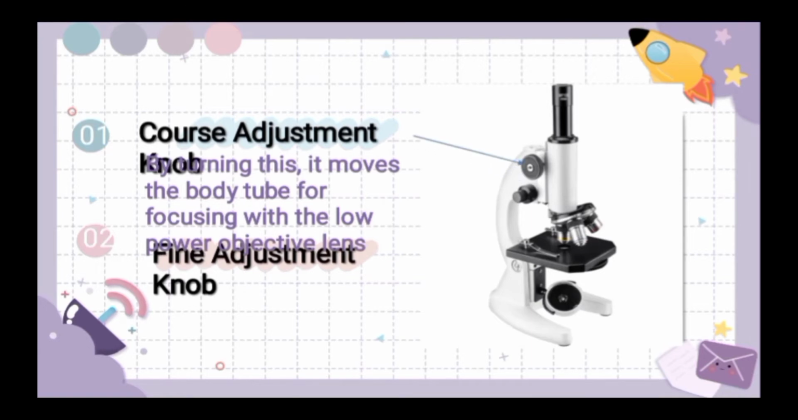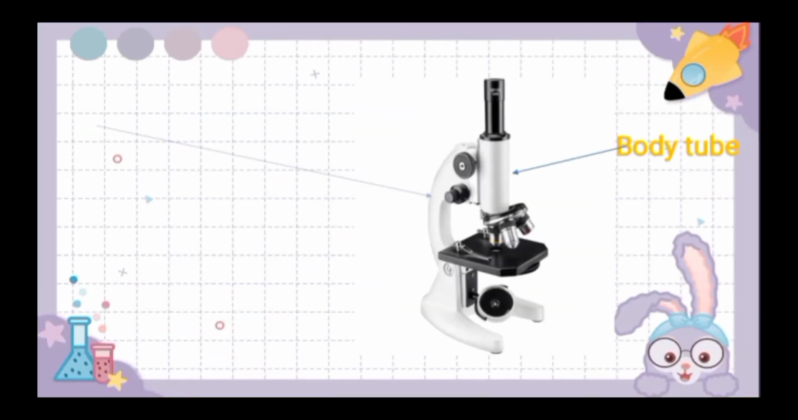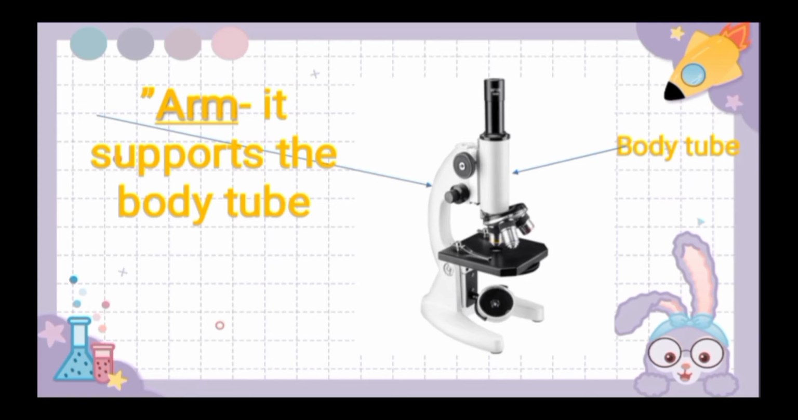Now let's go back to the different parts of the microscope. This knob right here is also important. This is the coarse adjustment knob. By turning this, it moves the body tube for focusing with the low power objective lens. This small knob here is also important to make the images clear. This is the fine adjustment knob. By turning this, it sharpens the image under the high and low magnification. Therefore, if you see that the image is blurred, just turn the fine adjustment knob until you find the perfect image. What part of the microscope is this one? Very good. This is the arm. It supports the body tube.